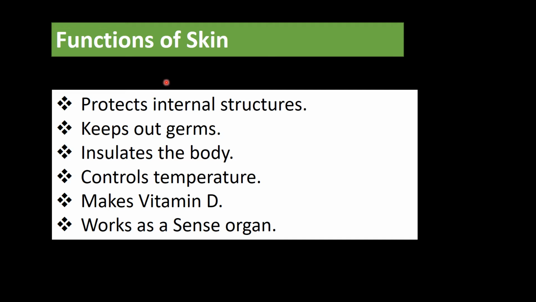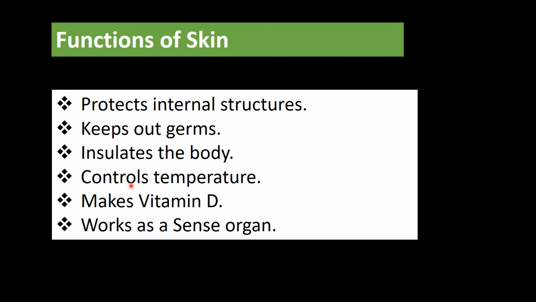Now, what are the functions of the skin? As it is the outer covering of the body, it protects the internal structures underneath. Dear students, as you know, our environment is full of germs. There are germs in water, in air, everywhere. So the skin, which is the outer covering of the body, keeps out the germs from entering the body to a great extent. It insulates the body. How? The skin has fats underneath it which insulate the body from heat and cold.